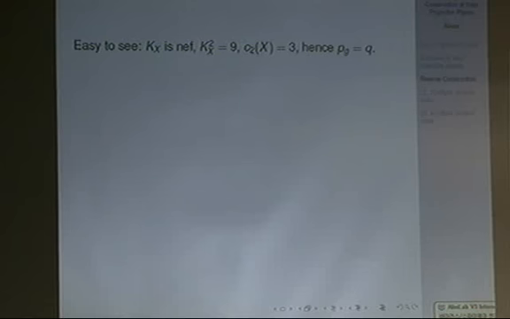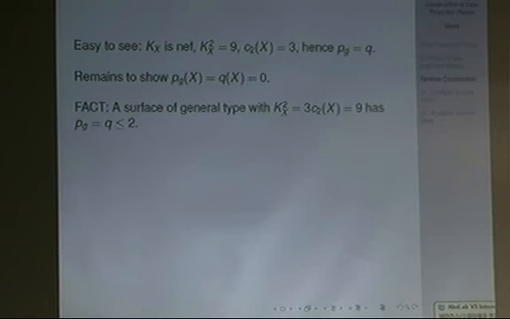And also it has the geometric genus and irregularity must be equal to each other. So it remains to show that they both vanish. So it's a fact. A surface of general type with K square equals 3 times C2 equals 9 has PG equals Q at most 2. So I'll get back to this fact in a few minutes later.